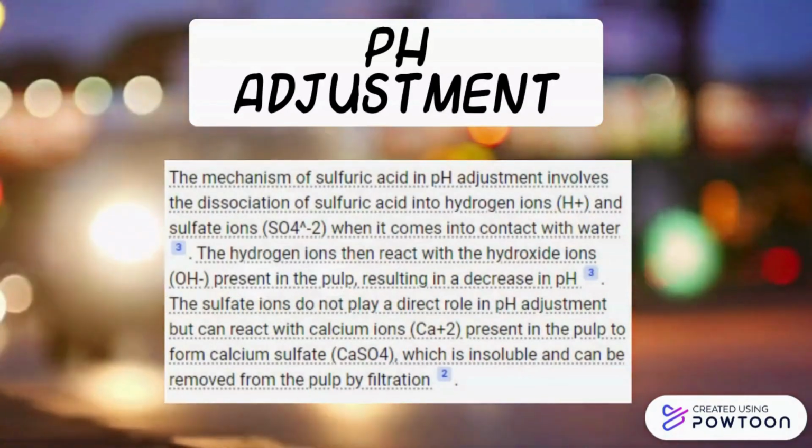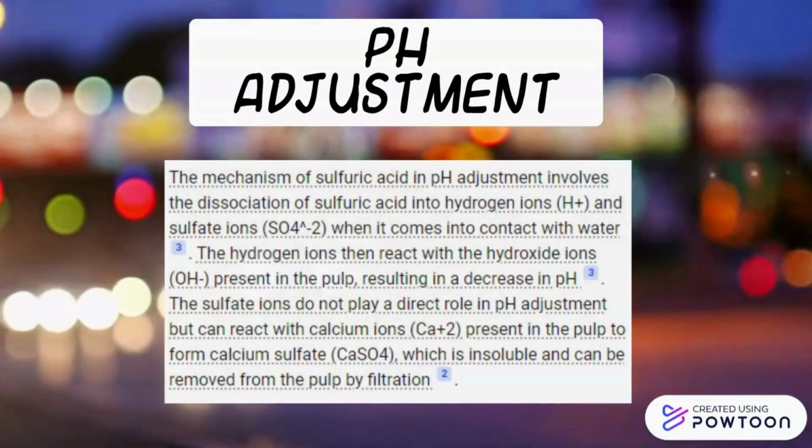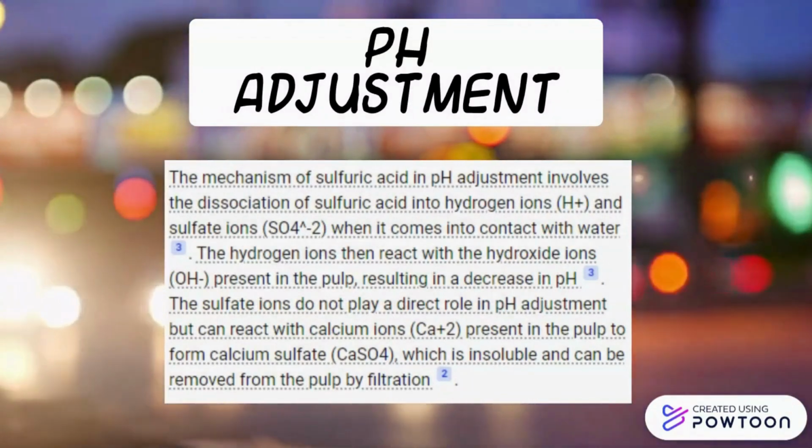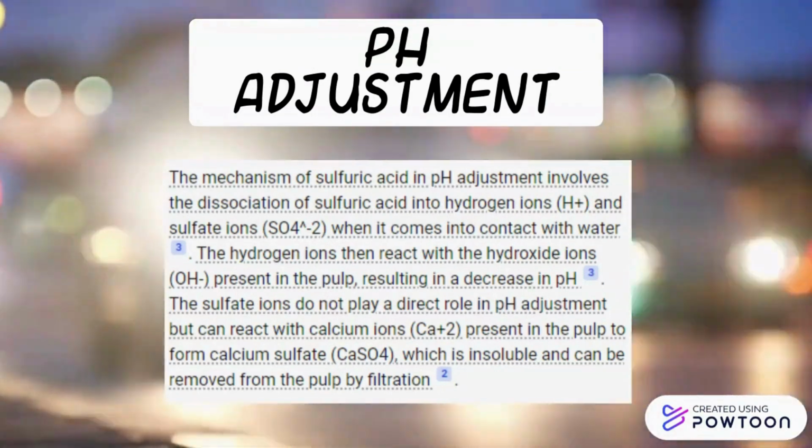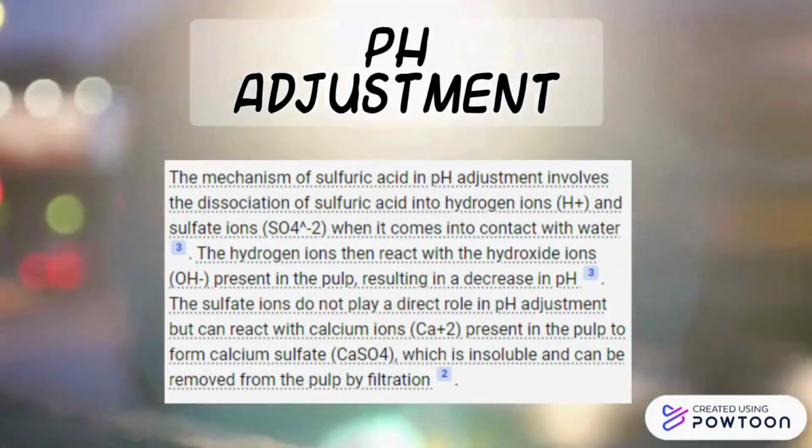The next one is pH adjustment. The mechanism of sulfuric acid in pH adjustment involves the dissociation of sulfuric acid into hydrogen ion and sulfate ion when it comes into contact with water.